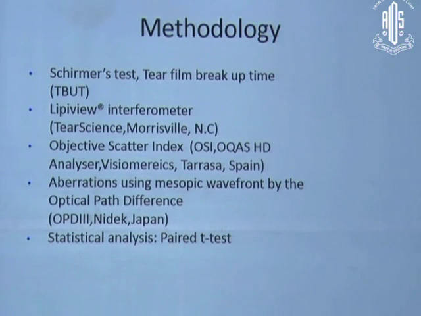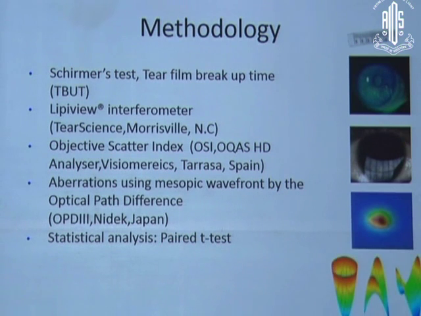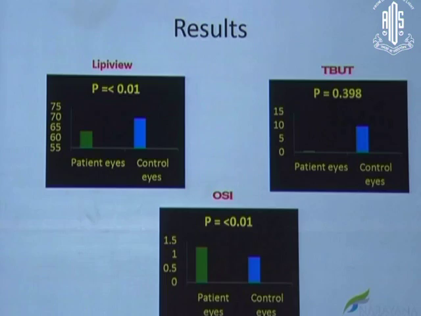In our methodology, we started with the basic dry eye workup, which was Schirmer's and tear film breakup time. Then we subjected the patient to a LipiView interferometer. We studied their objective scatter index on the OCAS system. And then finally, we studied the aberrations using the mesopic wavefront on the optical path difference 3 scan. All these patients, when they arrived in our OPD, were first subject to a questionnaire. This is a migraine screening questionnaire from the British Medical Journal of Neurology. A score of 3 or more would be considered migraine positive on this screening questionnaire. If they were screened positive, they were further sent to the neurologist.